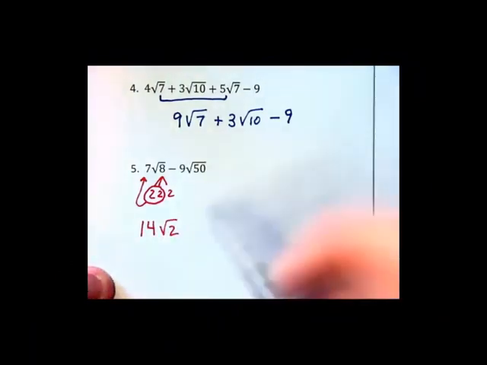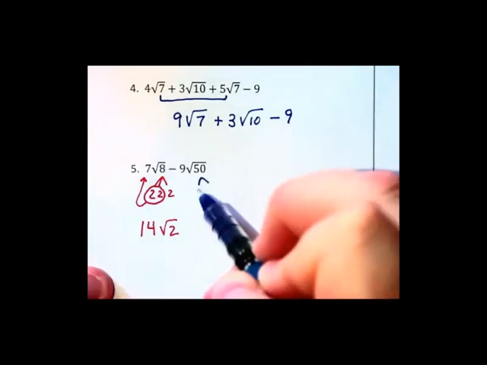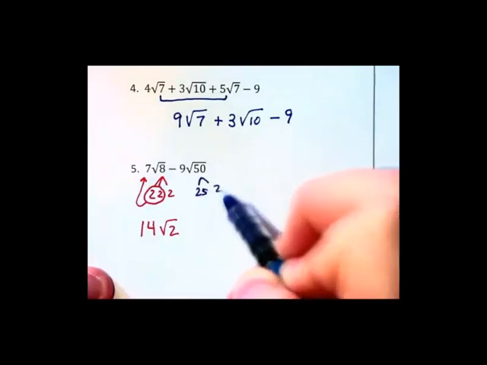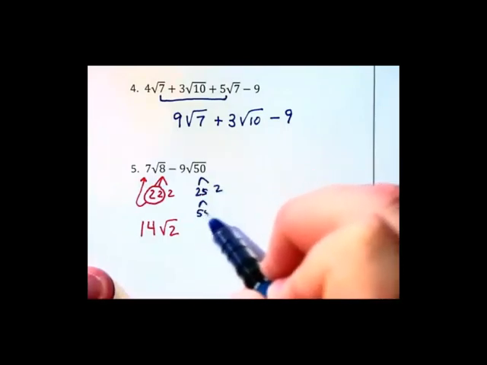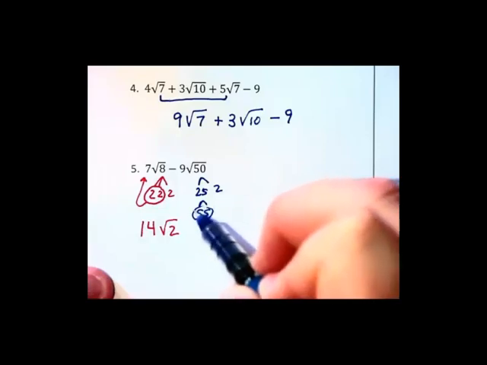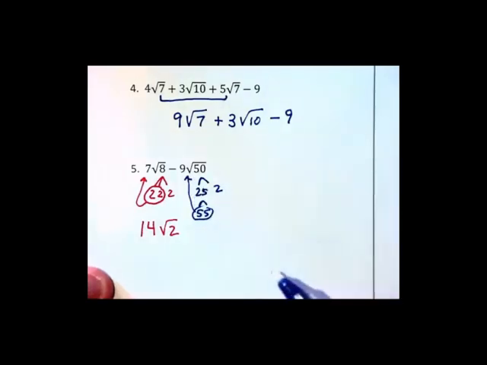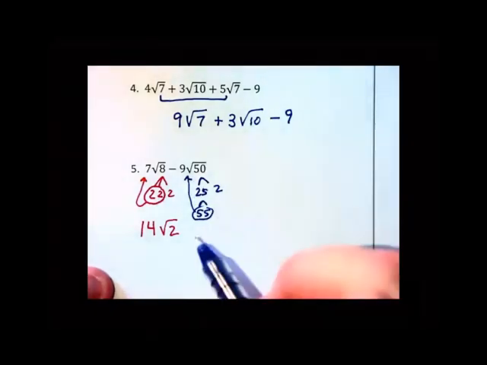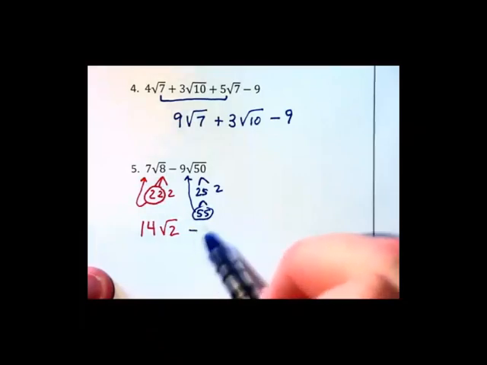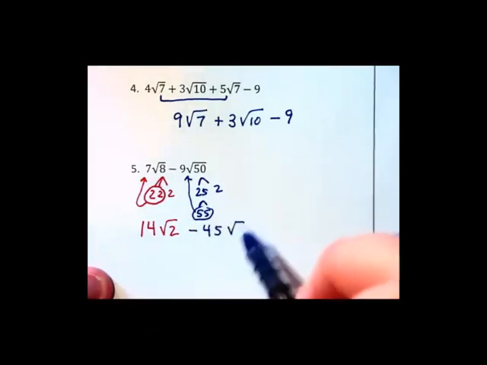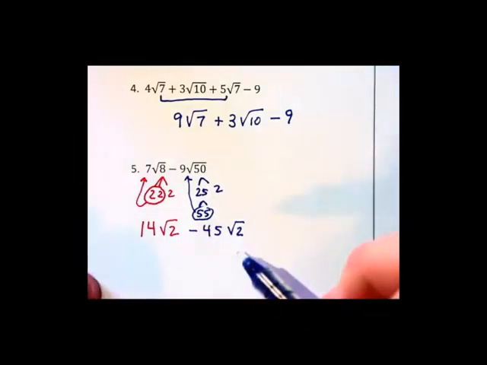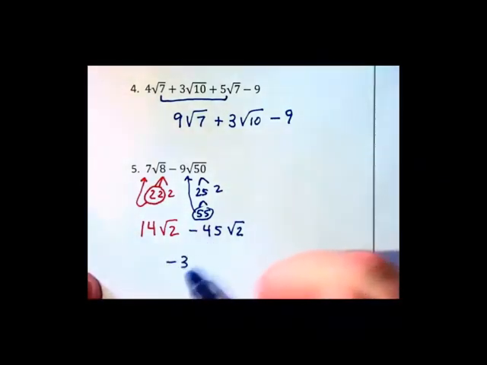Now moving on to the 50, that is a 25 times 2, and the 25 is a pair of 5's. That pair of 5's comes out, multiplies with the 9 in the front, and 5 times 9 is 45, so I've got minus 45 root 2. Now we've got like terms, and 14 minus 45 makes negative 31 root 2. And that is what we get when we simplify.